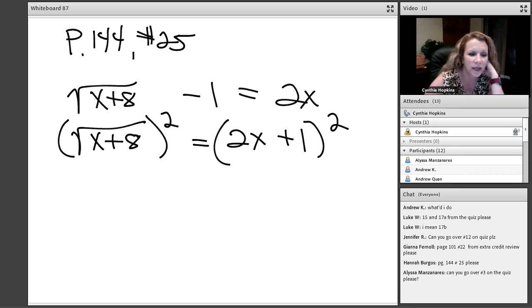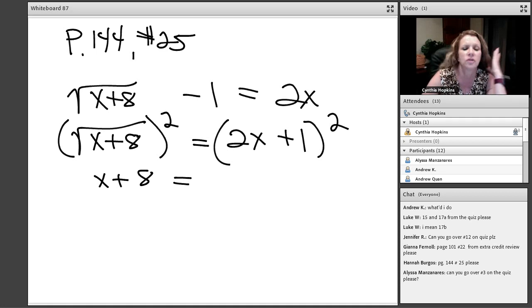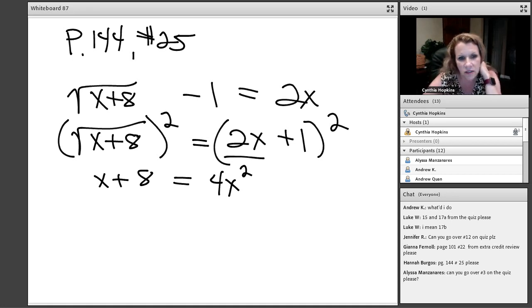Okay, so when I square on the left side, when I square my square root, those undo each other, and so I get x plus 8 equals, and then here I'm going to use my pattern that we've discussed in class. To square a binomial, you just square the first term, so that's 4x squared. The middle term is the one that usually students mess up on. What you want to do is multiply this 2x times this positive 1, so I get positive 2x, and then double it, so I get plus 4x.